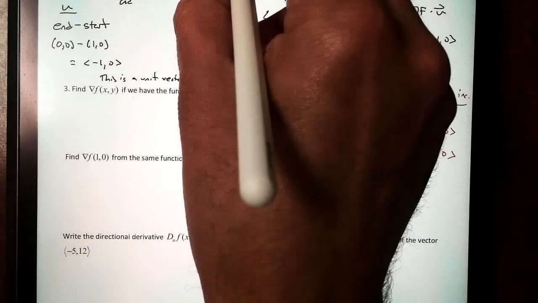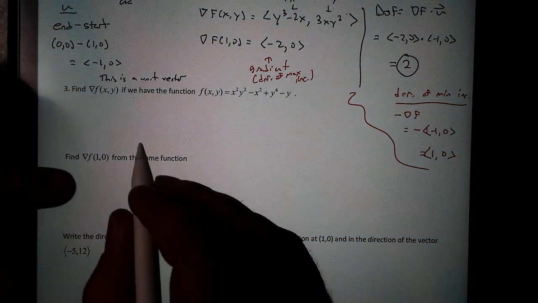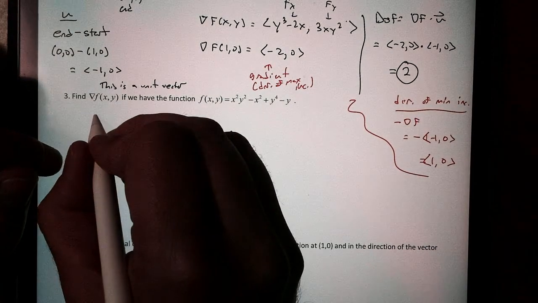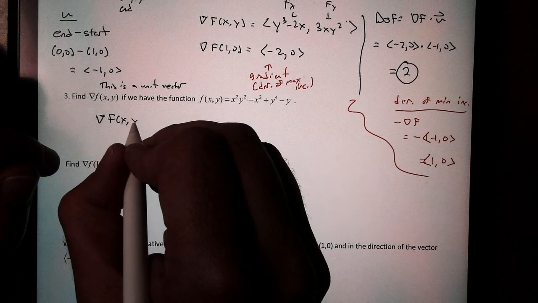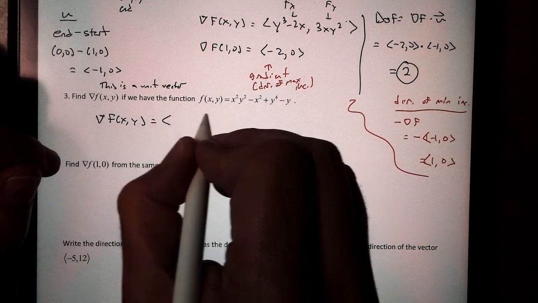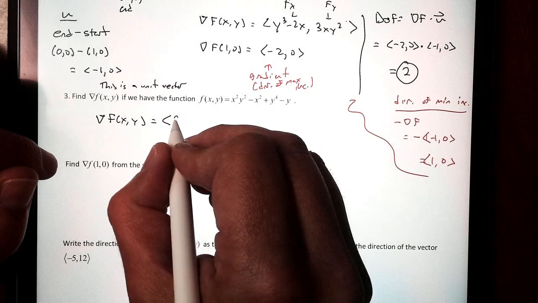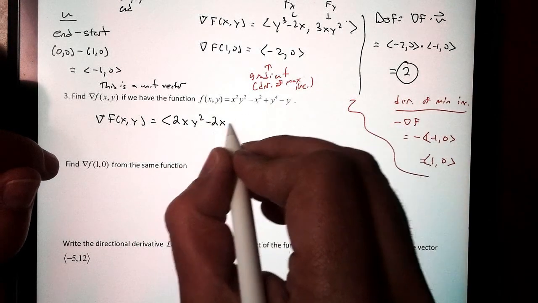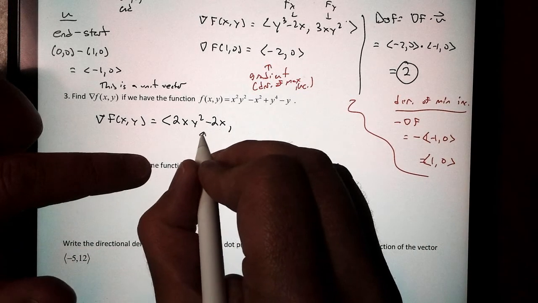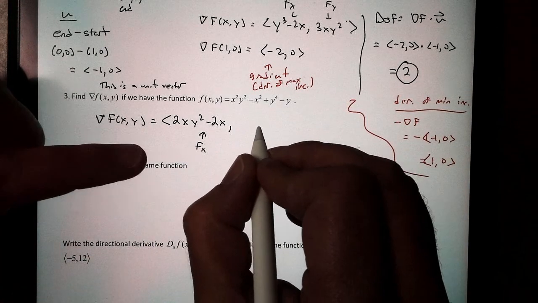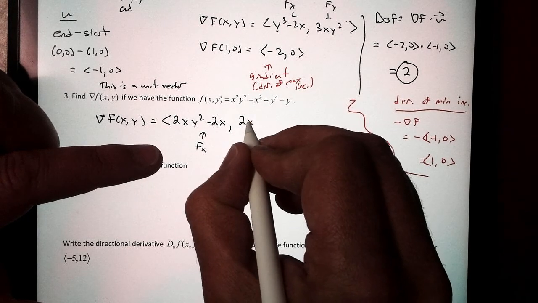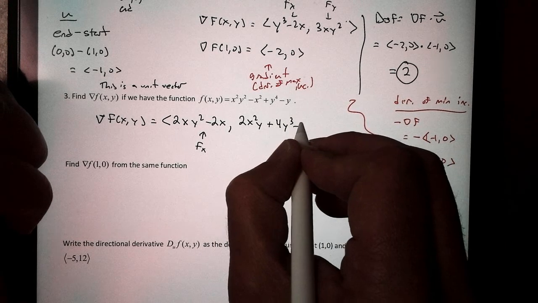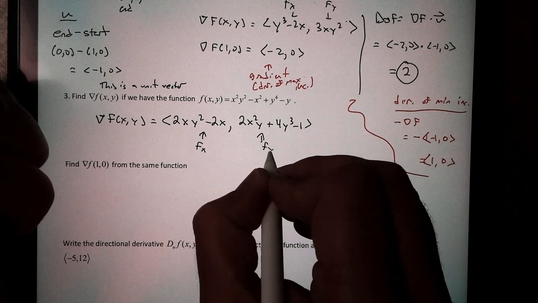All right, so for number 3 here, let's take a look. It's asking find del f given our function. That's not too hard to do. We can do this pretty quickly. The partial with respect to x is just 2xy squared minus 2x. Those become 0. That's my f_x. Find the partial with respect to y. This becomes 2x squared y plus, be careful, 4y cubed minus 1. There's our partial with respect to y.